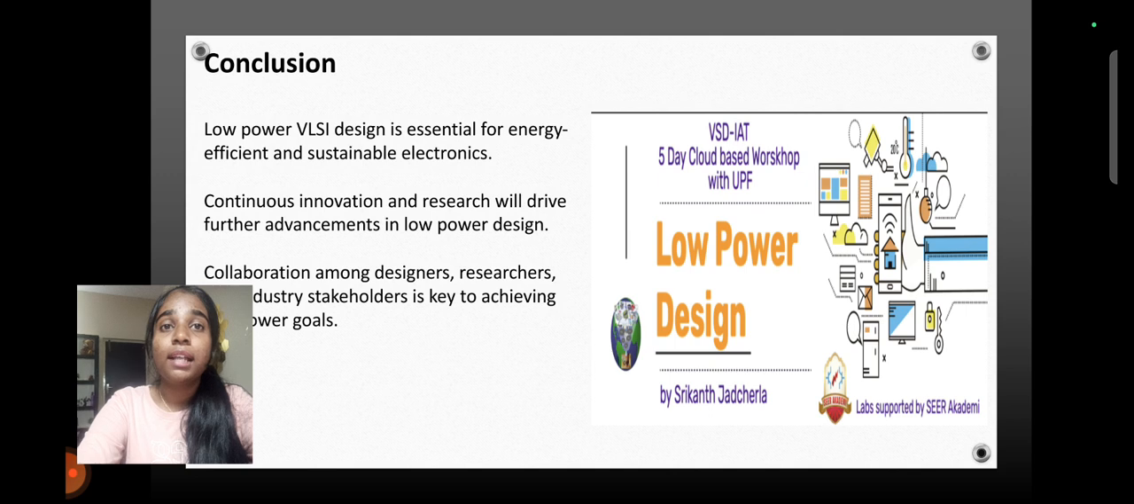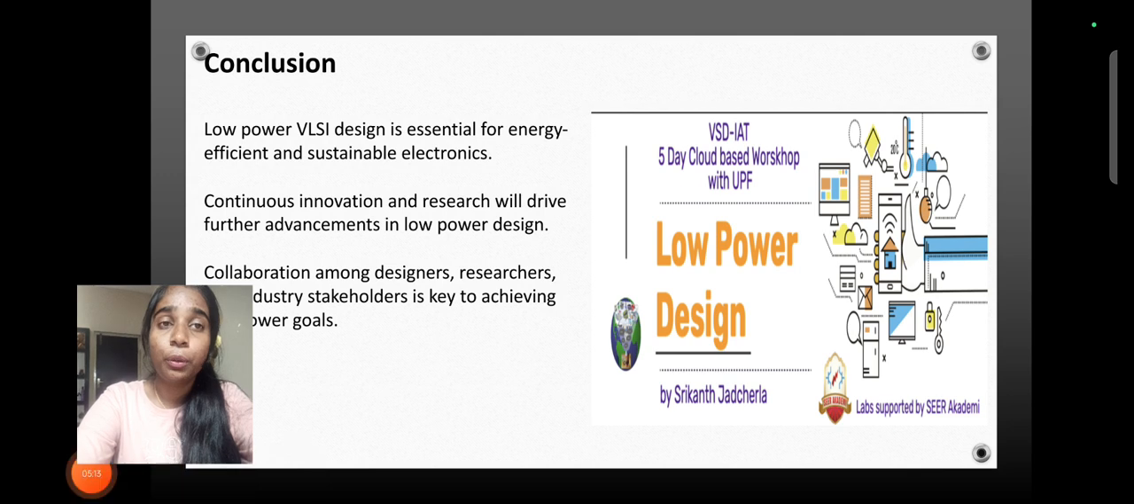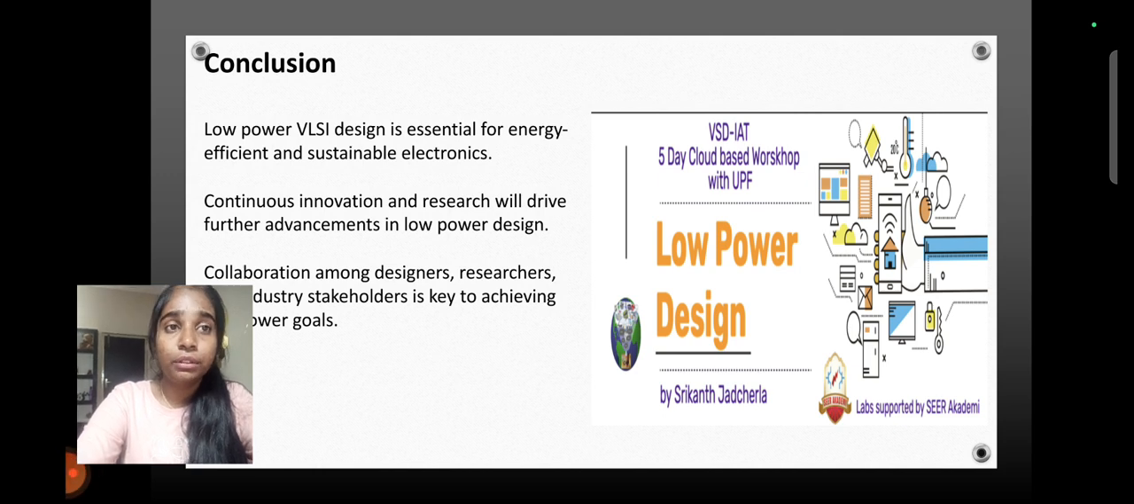I conclude that low power VLSI design is essential for energy efficient and sustainable electronics. Continuous innovation and research will drive further advancement in low power design. Collaboration among designers, researchers, and industry stakeholders is the key to achieving power goals.